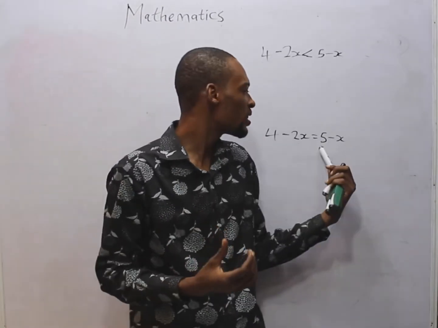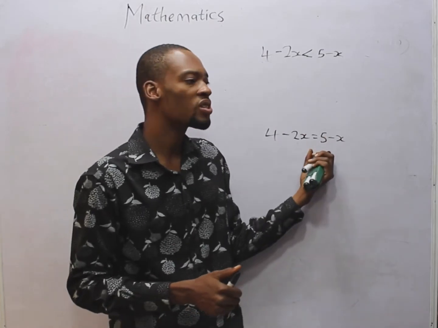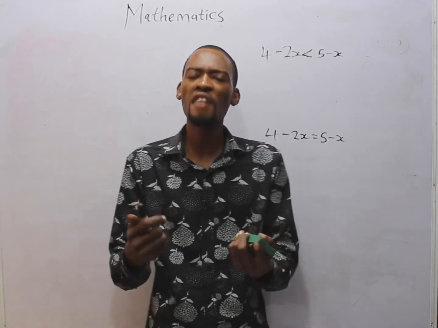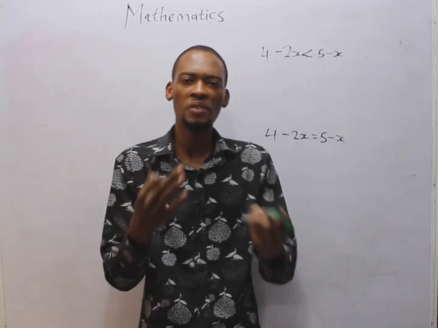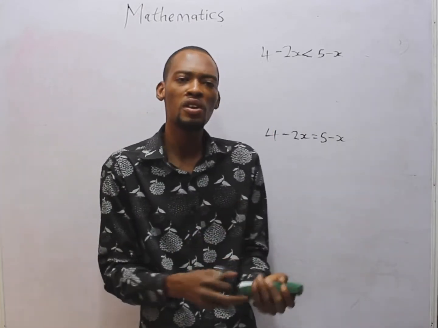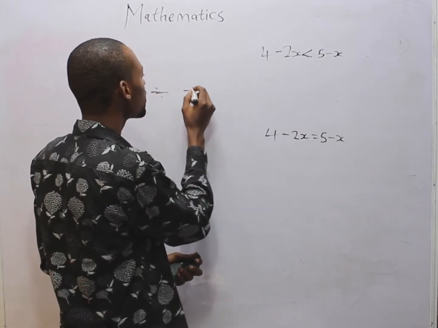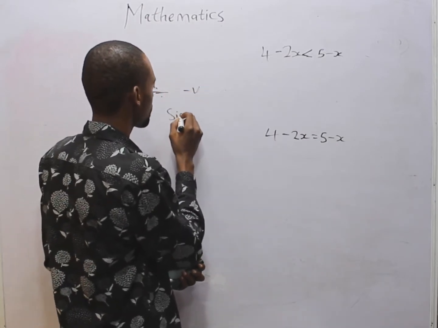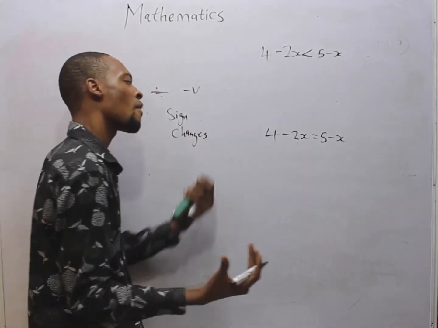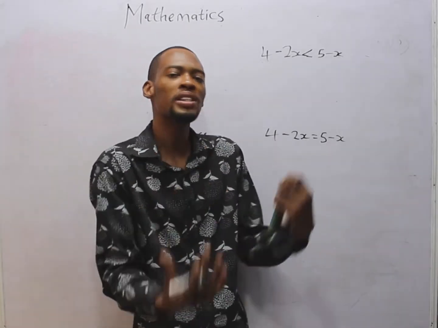Solving equalities versus solving inequalities. In other words, solving equations versus solving inequalities. Now, we solve inequalities the same way we solve equations, except that when you divide both sides by a negative number, the sign changes. When you multiply both sides by a negative number, the inequality symbol also changes.